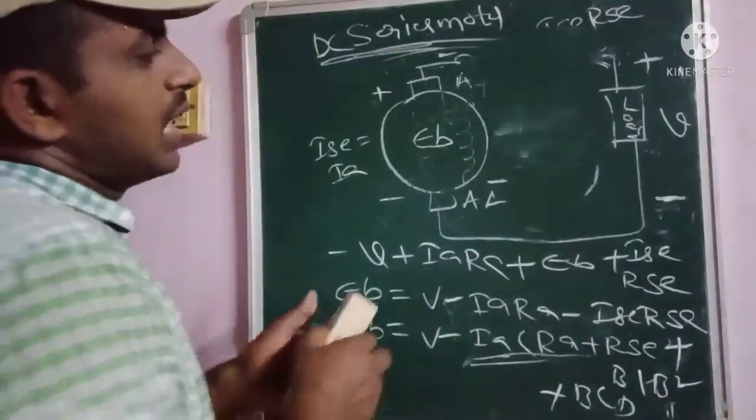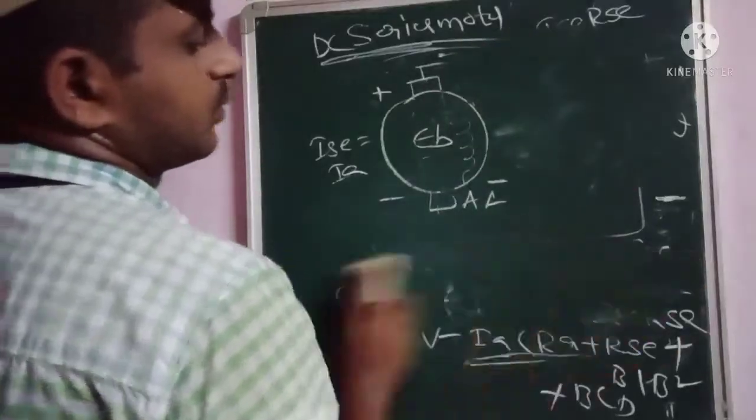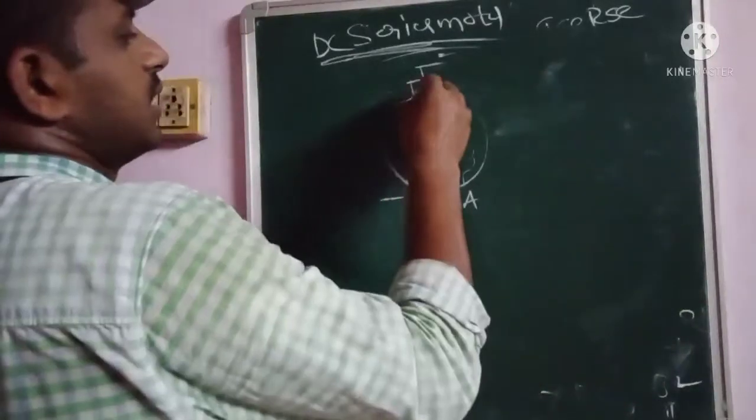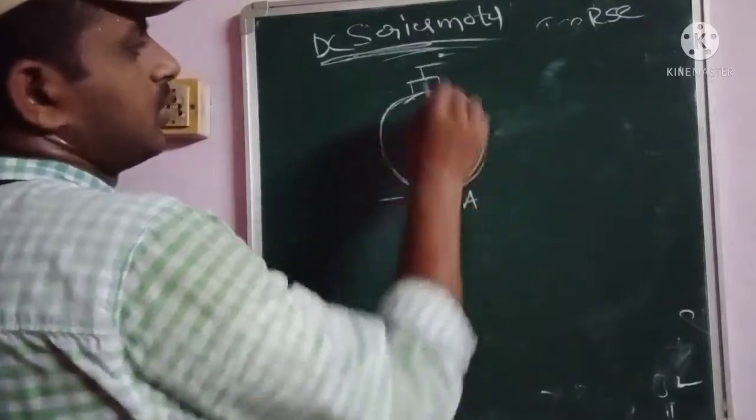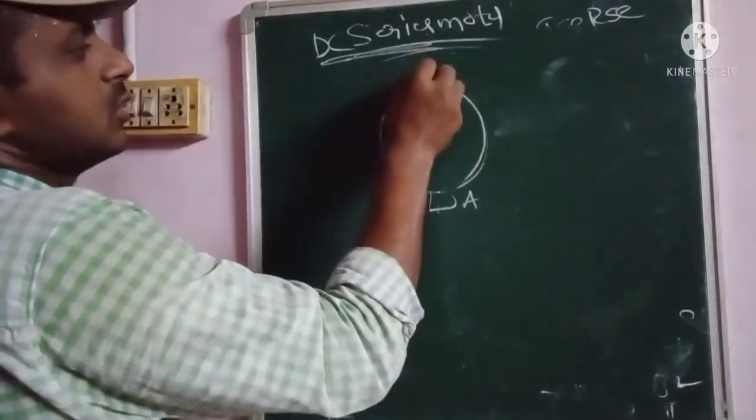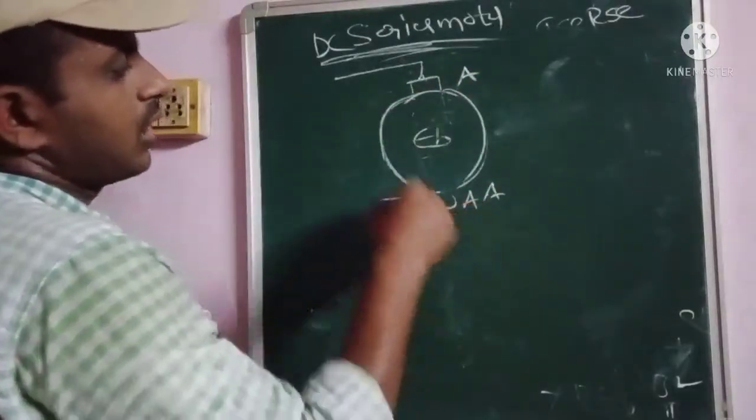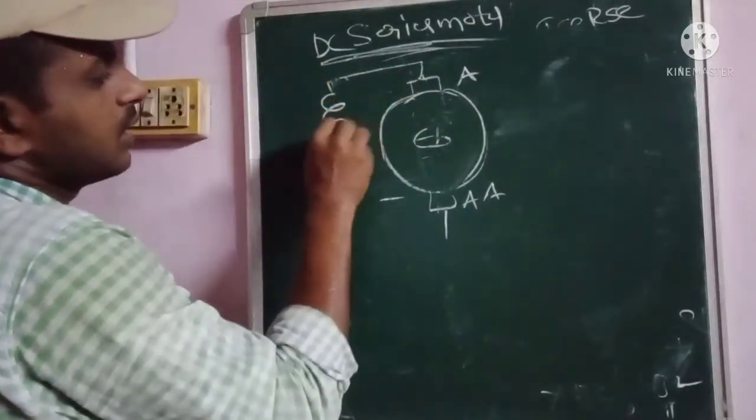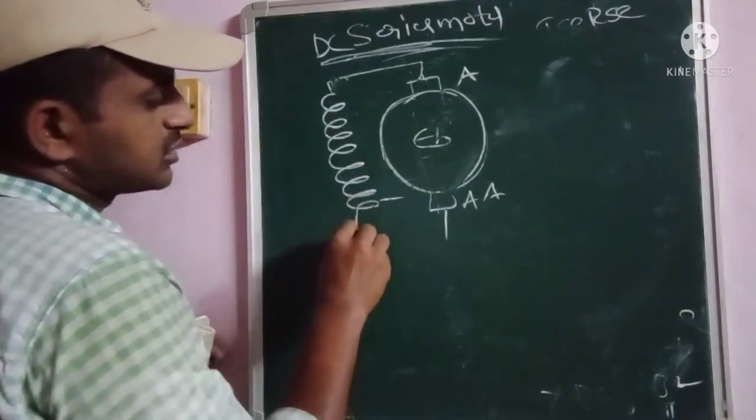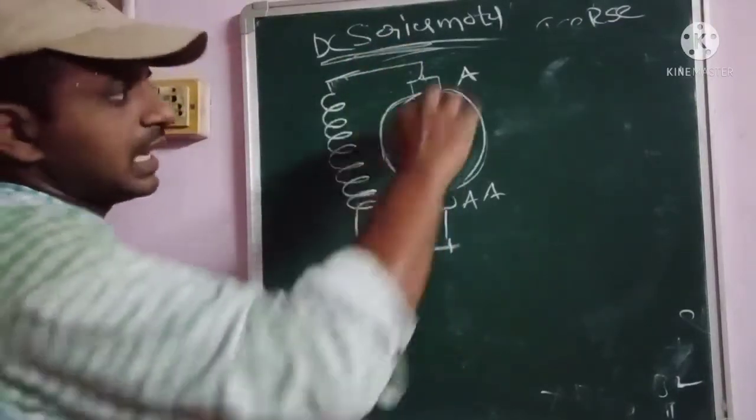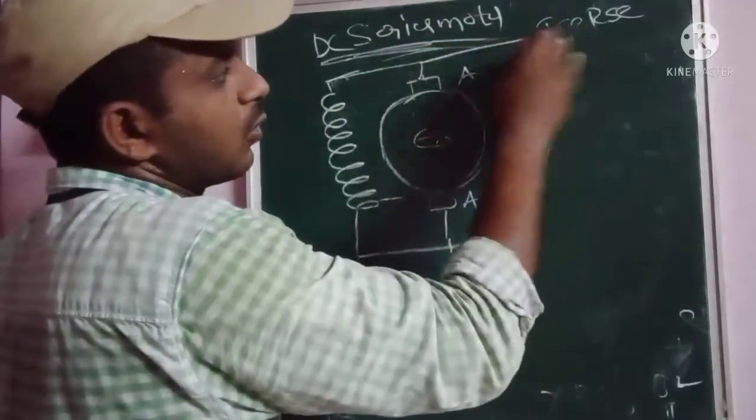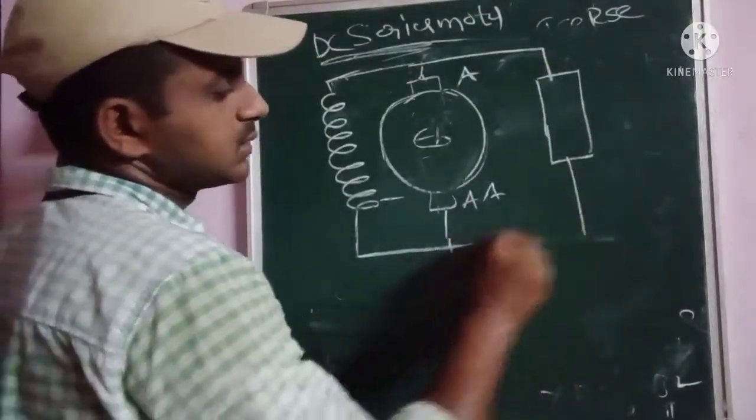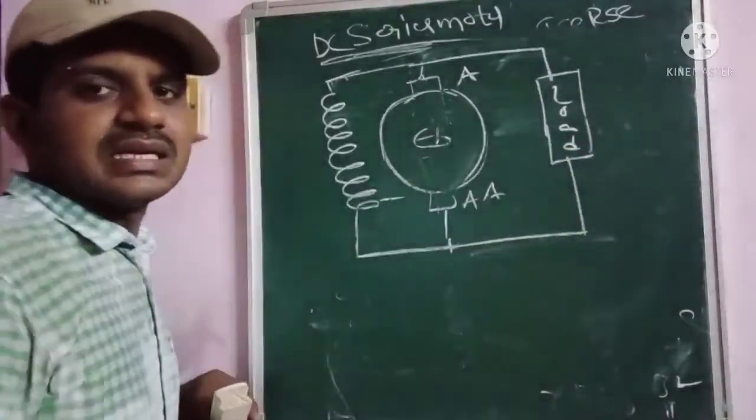So now we have to draw the total construction. This is the motor rotor. Here also the field winding. This is A and this is JA. Here the field winding is connected across both armature terminals like this. Then only it is called a DC shunt motor. As well as here some load is also connected like this. Then it is called a DC shunt motor, which is very, very important.